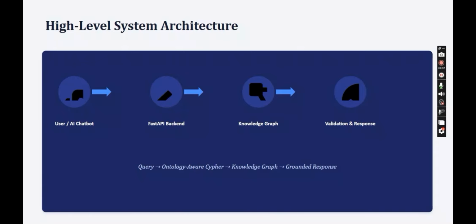After validation, the query is executed against the knowledge graph. The graph database returns the structured results, and those results are then transformed into a human-friendly explanation. Finally, the response is returned through the API to the user. Although this appears to be a single AI assistant, internally multiple components cooperate to produce a reliable answer. And this layered architecture is significantly more robust than asking a language model to generate answers directly.